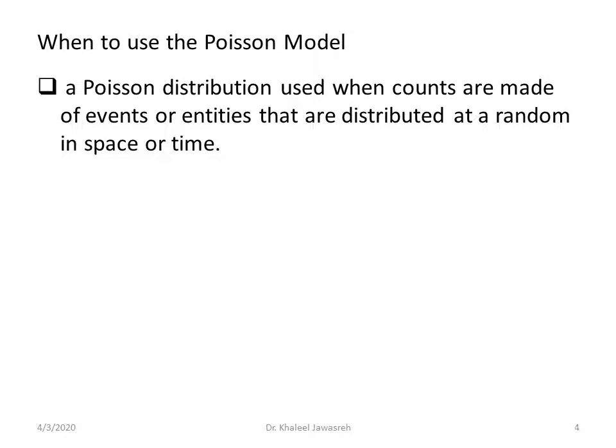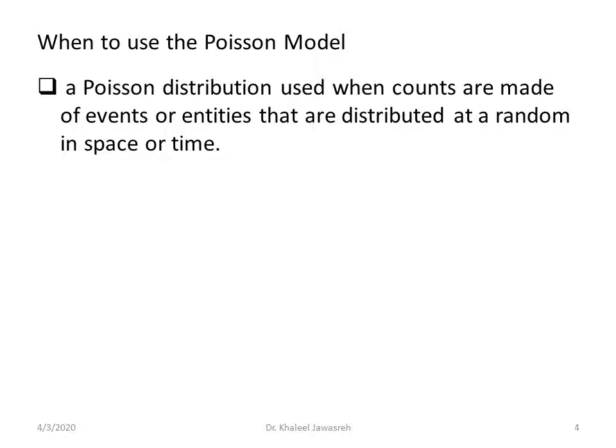A Poisson distribution is used when counts are made of events or entities that are distributed at random in space or time. So this is the first thing to be known. The Poisson distribution is used when we have a count, so when we have any events that need counting, or entities, as we see right here, that are distributed randomly in space or time. So the randomness here also should be noted.